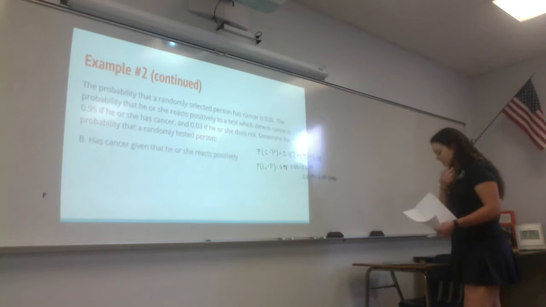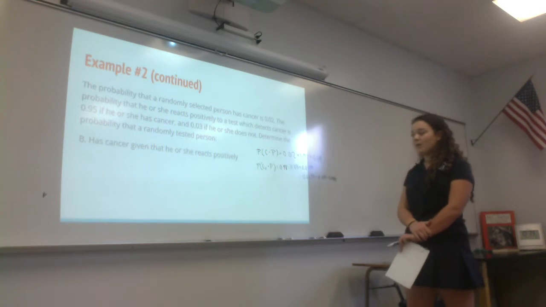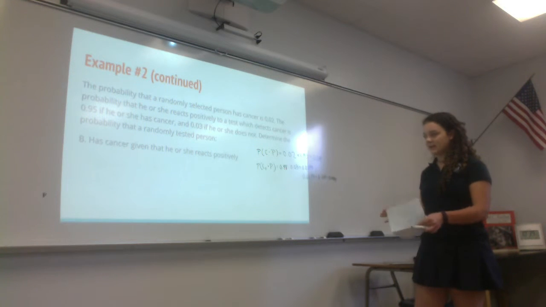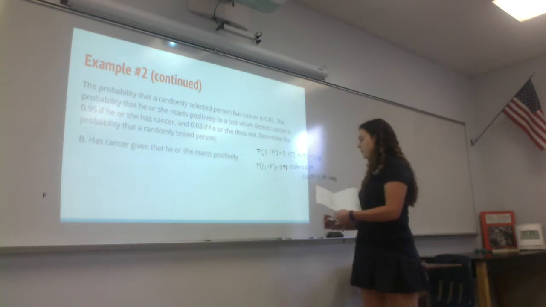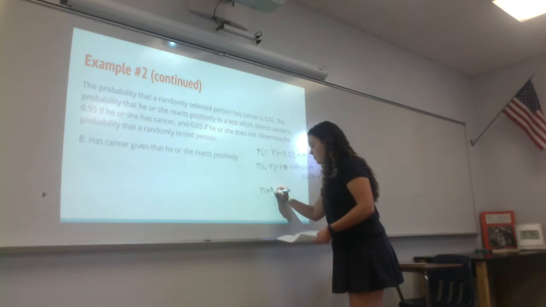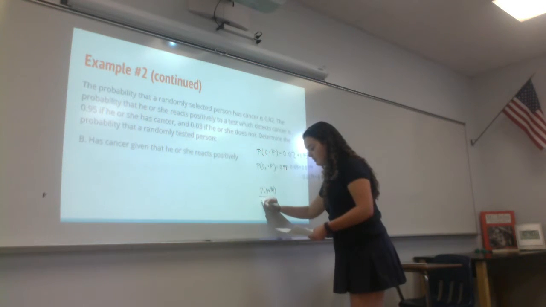And the second part of the example is find the probability that a randomly tested person has cancer given that he or she reacts positively. And so you need to have your probability of both over the probability of the given.